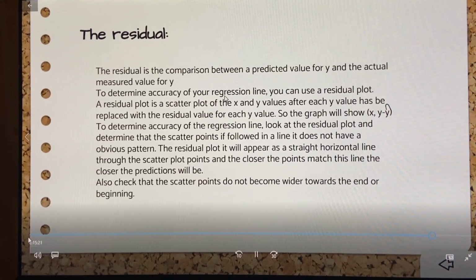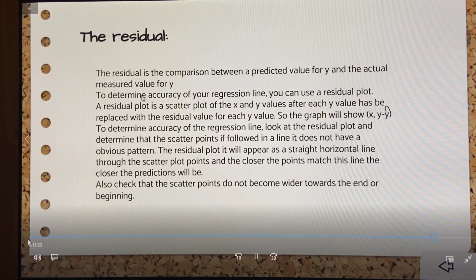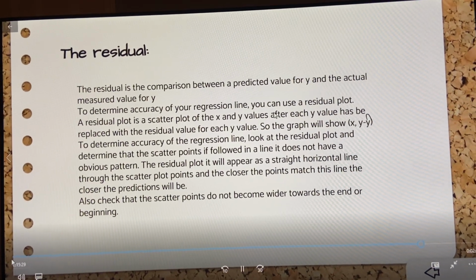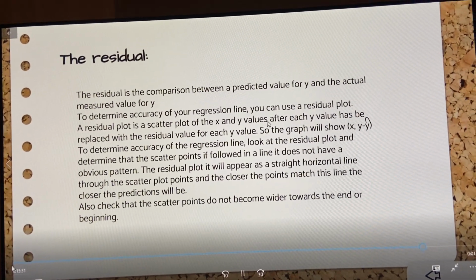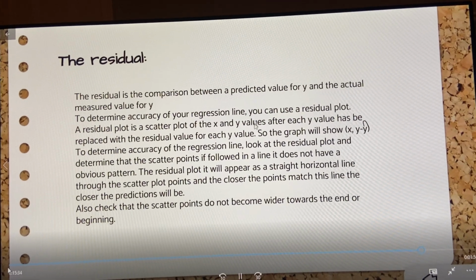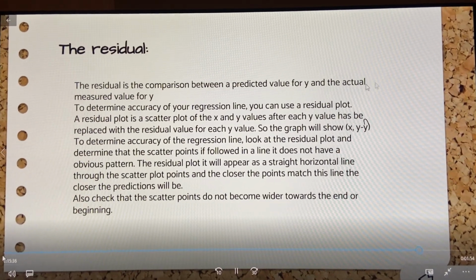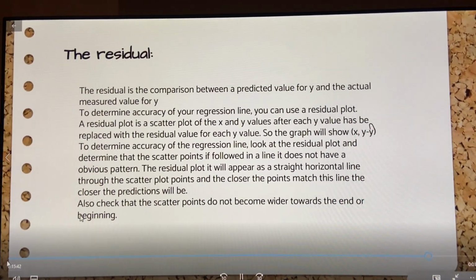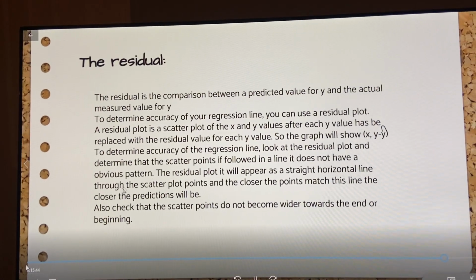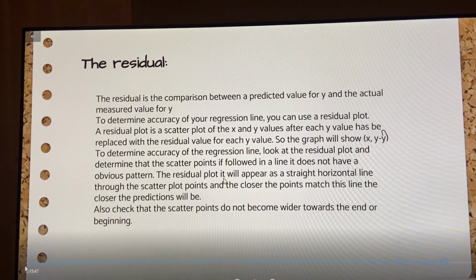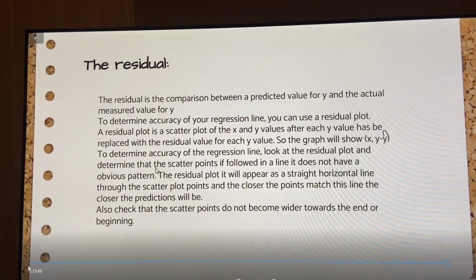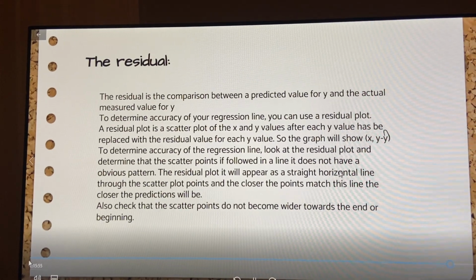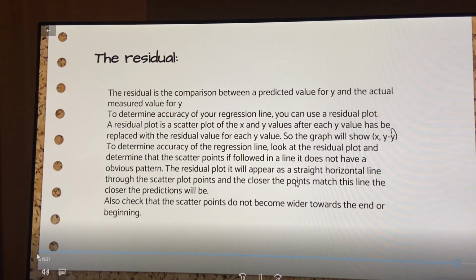To determine the accuracy of your regression line, you can use a residual plot. A residual plot is a scatter plot that shows these residuals. So every x value is going to stay the same, but the y values are going to be replaced with the residual. So the graph will show x, comma, y minus y hat. The residual plot will appear as a straight horizontal line that will go through the scatter points and be closer to the points. And the closer it is to the points, the closer the predictions are.